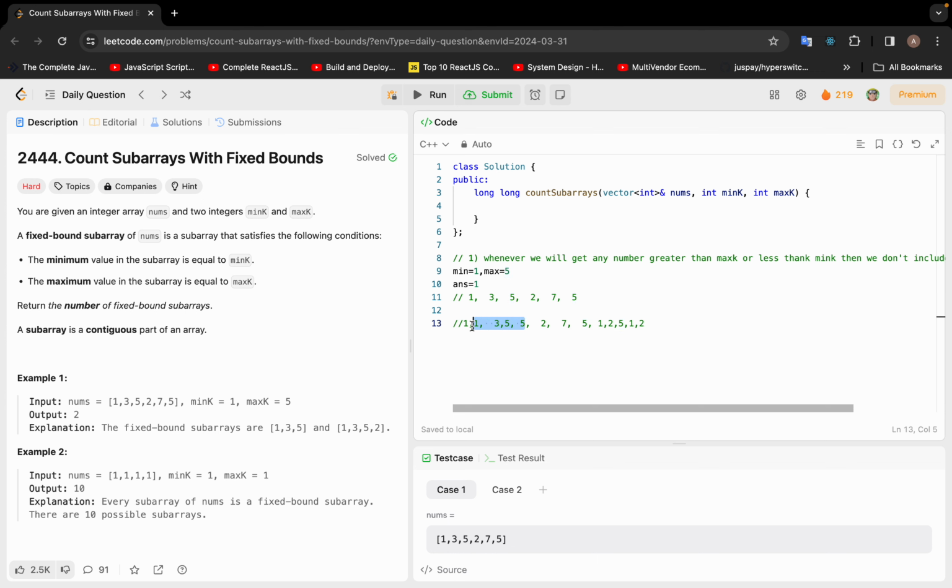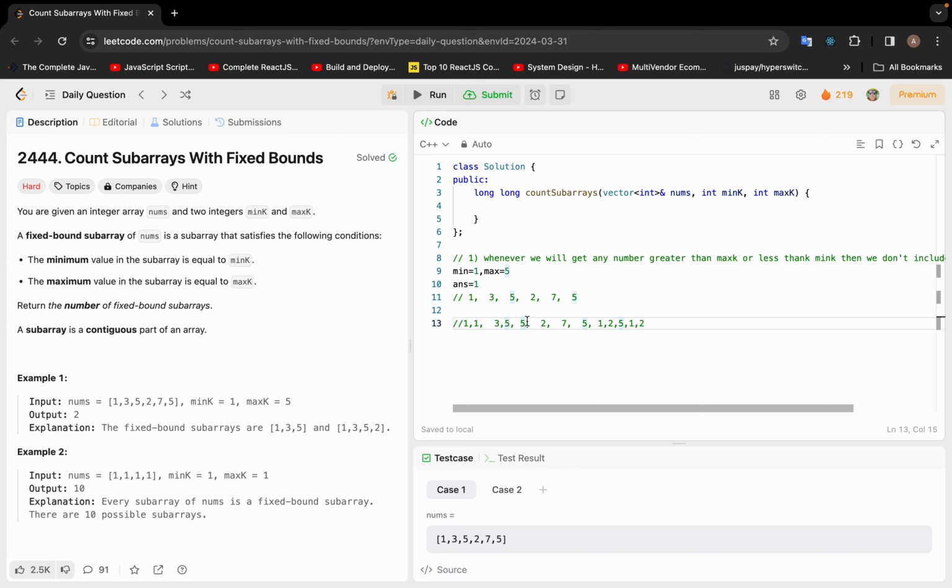This 5 can be clubbed with this whole part, right? This 5 can be clubbed with this whole part also, right? Can we include this? No. Why? Because this 3 is the minimum value here. Can we include this? Still no. So how many subarrays can there be? There can be 2 subarrays.